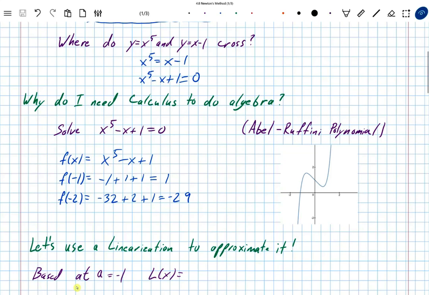Now, here's the other fun fact about this particular root. It is famous. This polynomial has a name. It's called the Abel-Ruffini polynomial. And you cannot find this root.